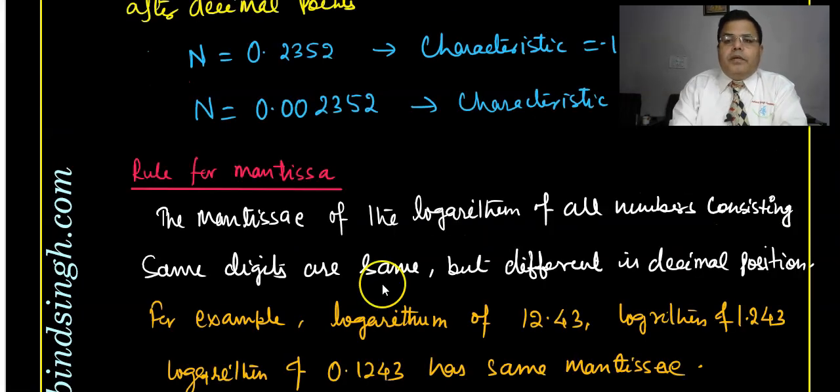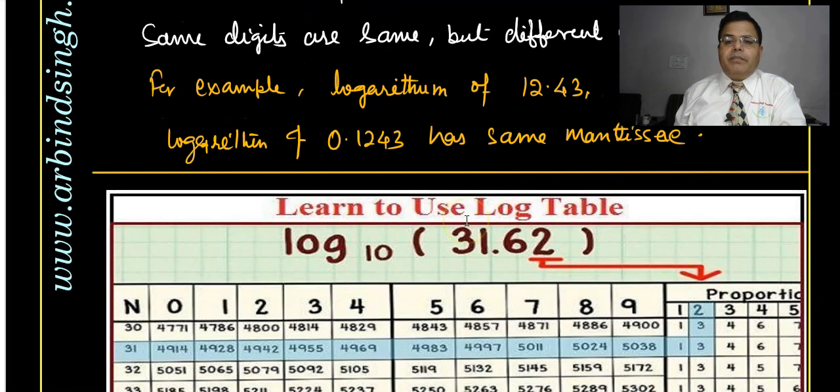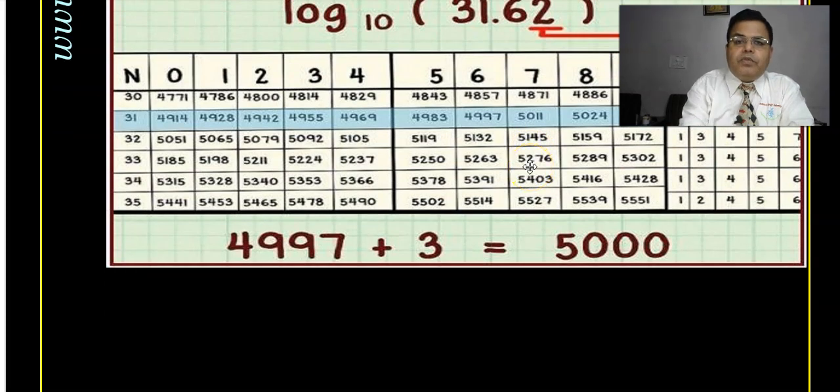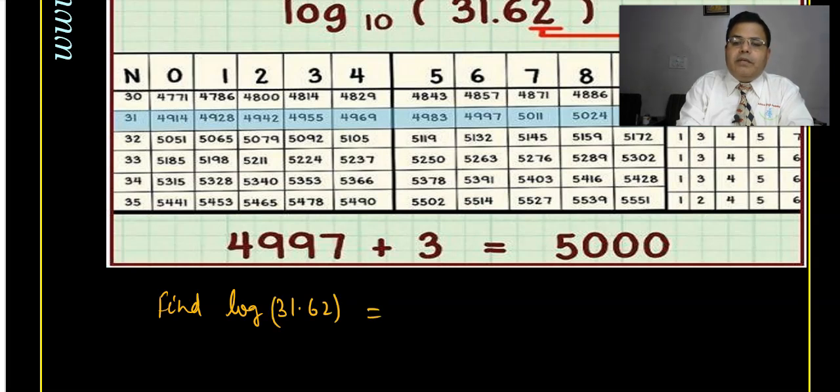Now let us learn how to calculate the logarithm of a number and how to see the logarithmic table. Here I'm taking one example: suppose I have to find log of 31.62. Because there are two integral digits, the characteristic will be one, and we have to find the mantissa.